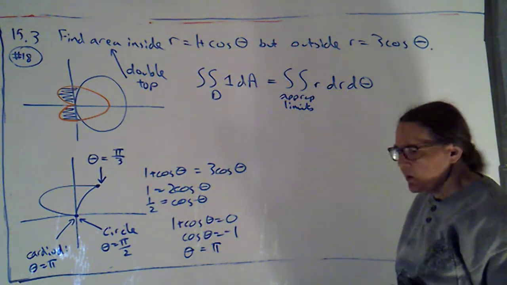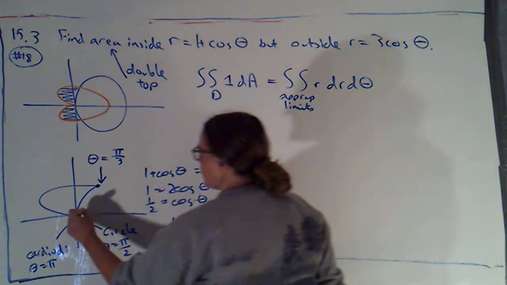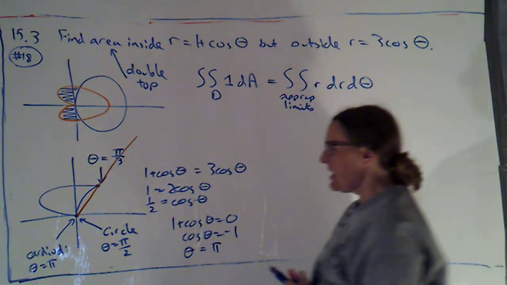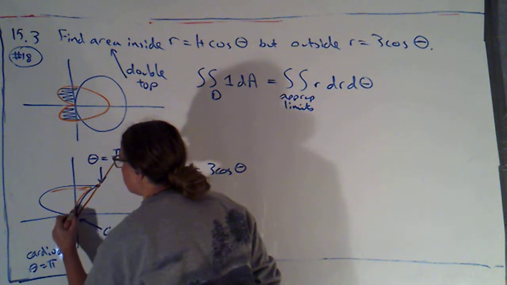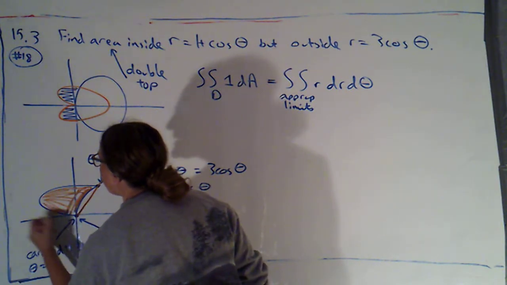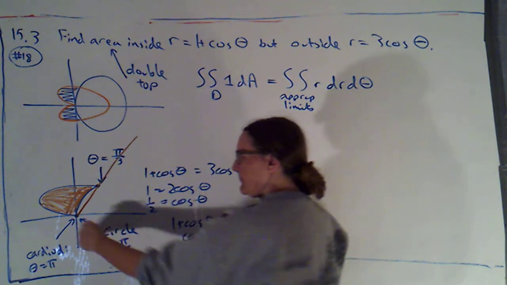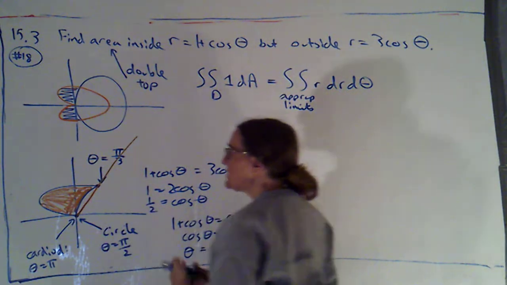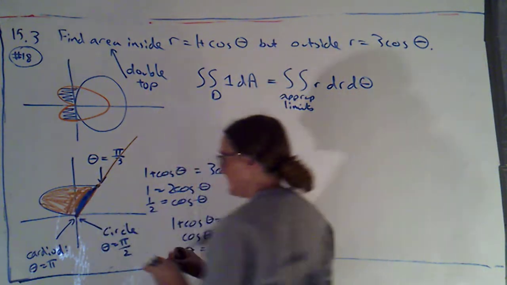Okay, so how do we deal with that? Well, this is very exciting. I can see that if I draw in theta equals pi over 3, the area that I actually want is just this area here that's inside of the cardioid but outside of the circle. But if I were to integrate for the cardioid from pi over 3 all the way to pi, I'd include that piece. So we're going to need to subtract that piece.